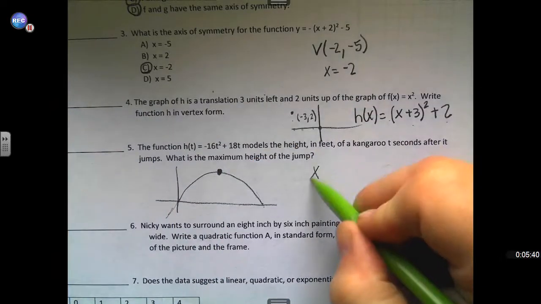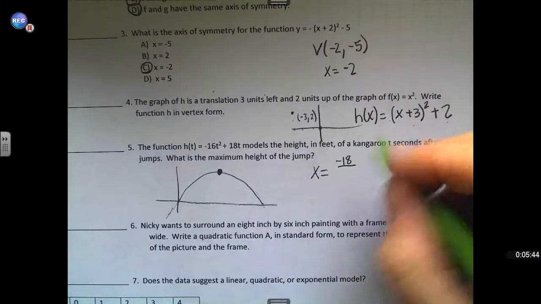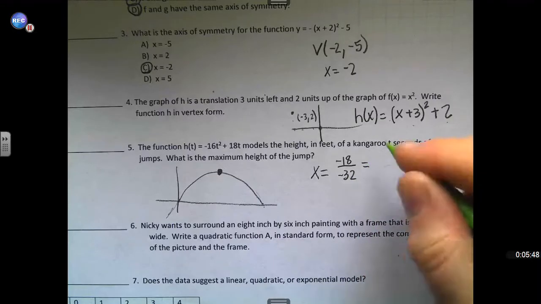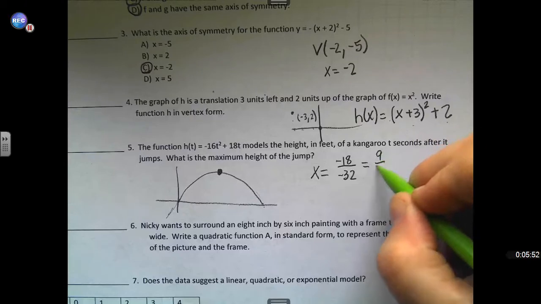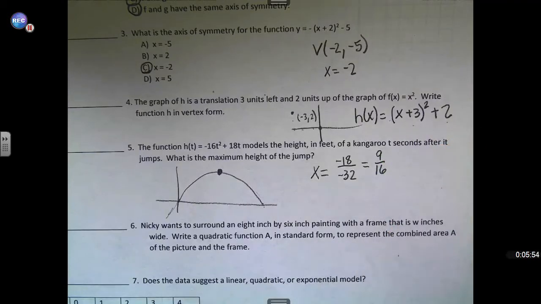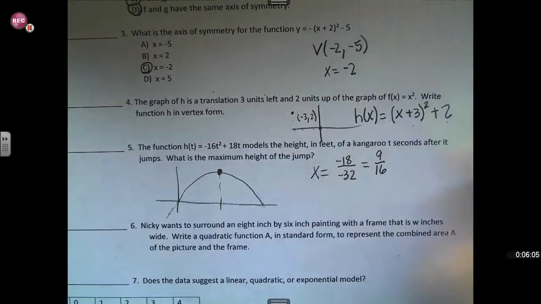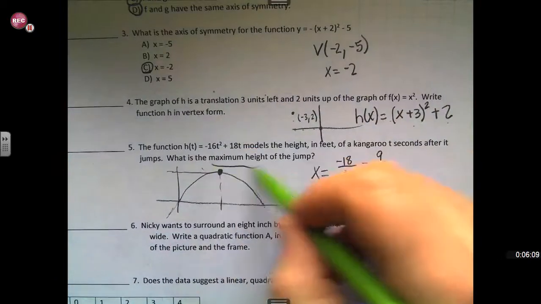So the vertex is the opposite of b, which is negative 18, over 2a, which is negative 32. And if I divide those by 2, I get 9 over 16. And that would be the time at which this maximum occurs. I want the actual height. I want the y value. It's asking for the maximum height.